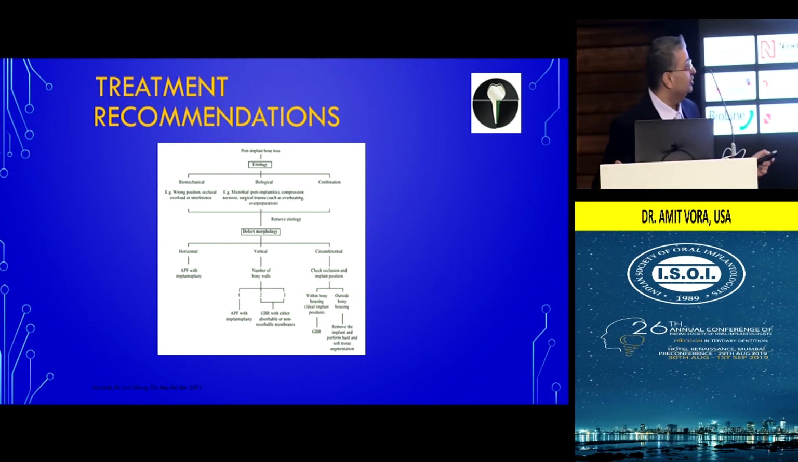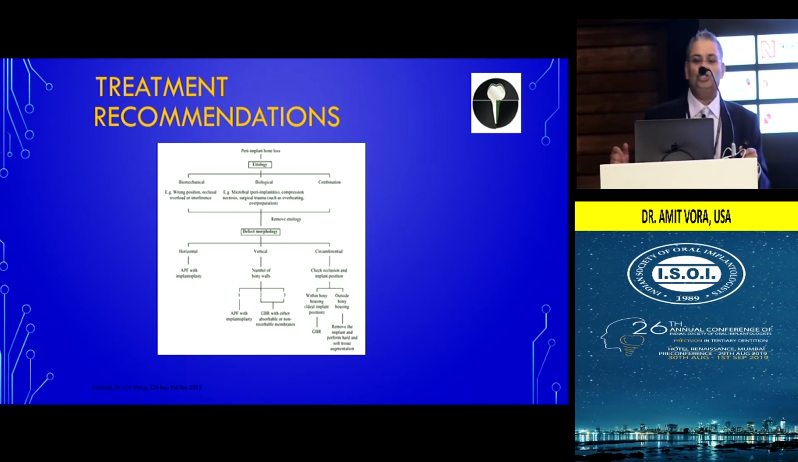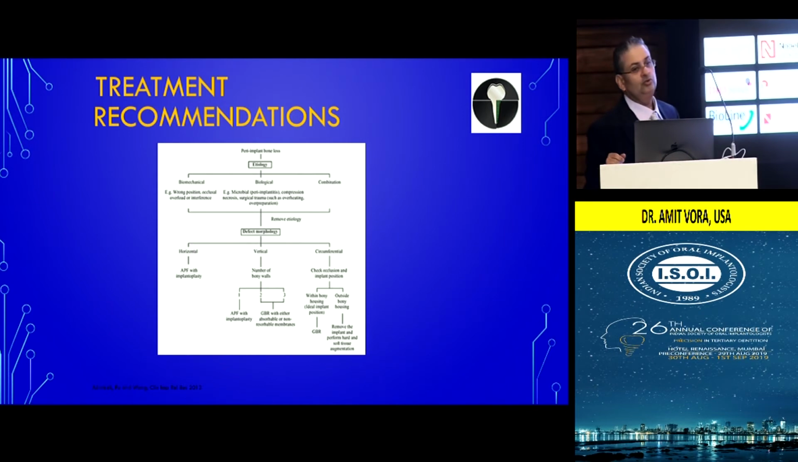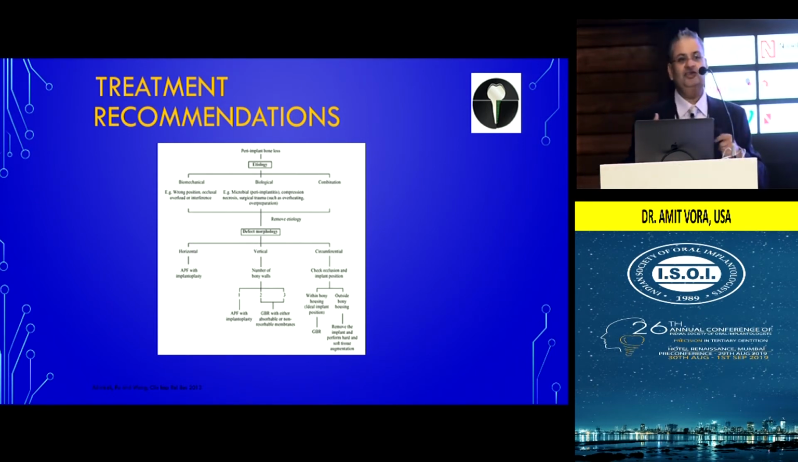If it's a circumferential defect, you need to check the occlusion and check the implant position. Once the occlusion is adjusted, if the implant is within the bony housing, then you can do GBR. But if the implant body itself is outside the bony housing, they recommend removing the implant and redeveloping the site.